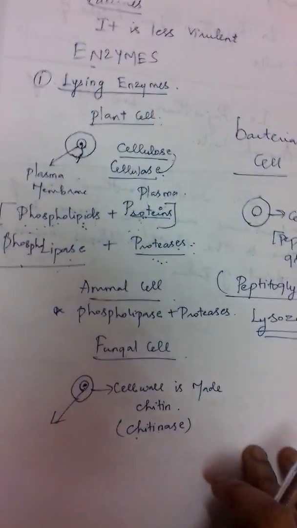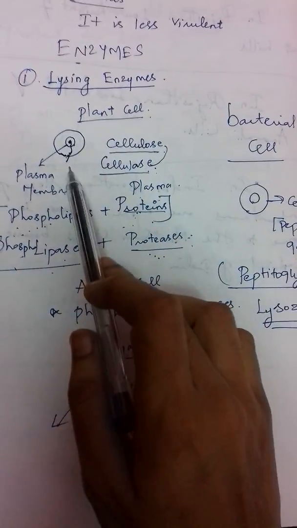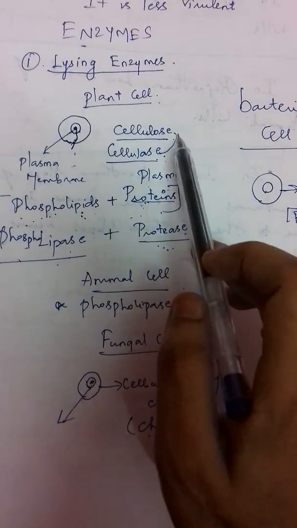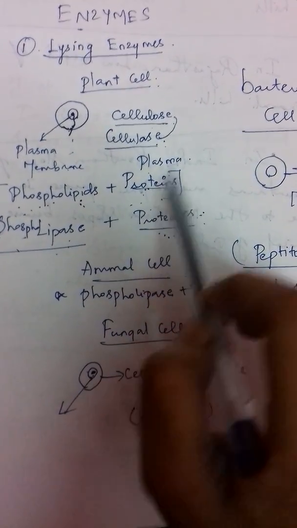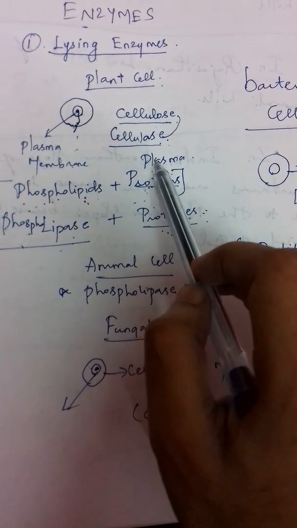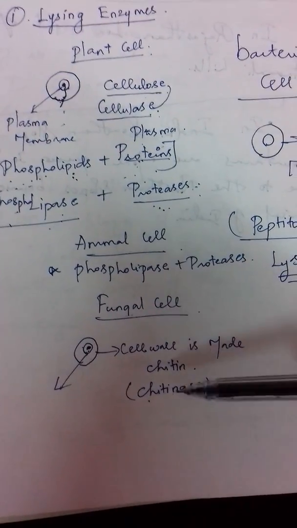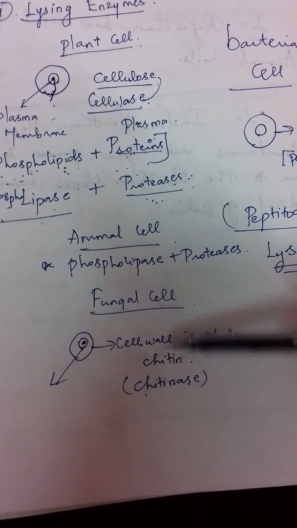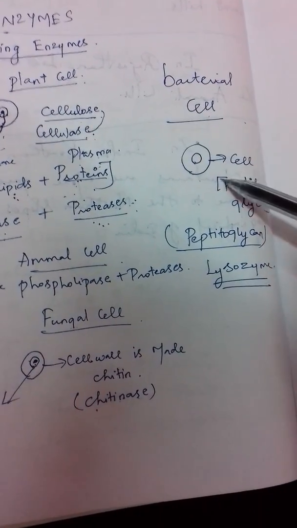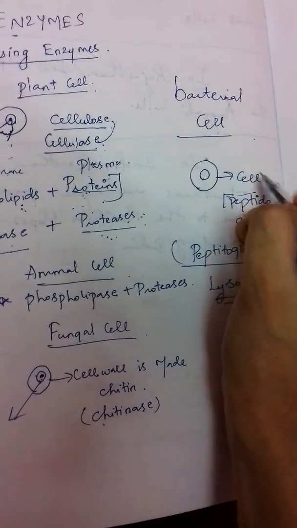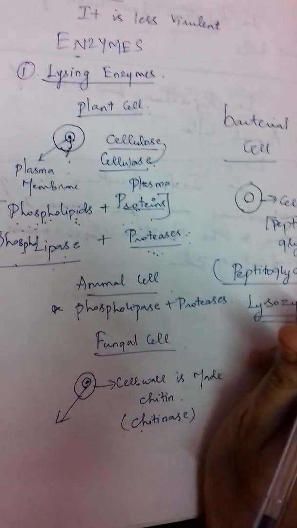So these are the lysing enzymes. The plant cell has a cell wall and plasma membrane. The cell wall in the plant cell is made up of cellulose, so we will use cellulase. The plasma membrane I already told about. The fungal cell wall is made up of chitin, so we can use chitinase. In the bacterial cell, the cell wall is made up of peptidoglycan, so we should use lysozyme. So that's it.